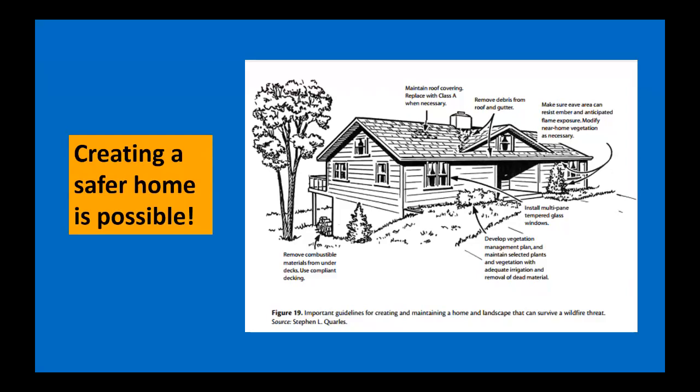Make sure the eave area can resist ember and anticipated flame exposure. Modify near-home vegetation as necessary. It's largely what we've been talking about today. Develop a vegetation management plan and maintain selected plants and vegetation with adequate irrigation and removal of dead materials. If you got the 0 to 5 clean and you did these things, your house stands a much better chance of surviving. You didn't mention the vents. Hopefully you would have done that. This is just a maintenance thing.